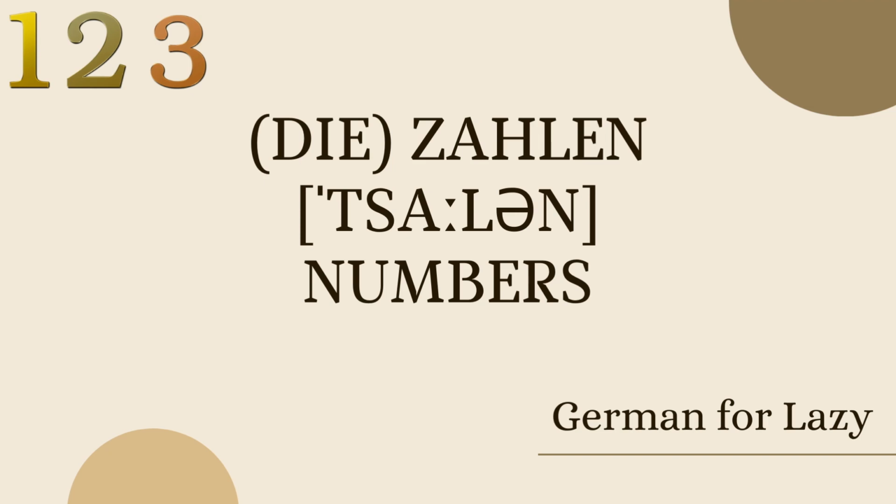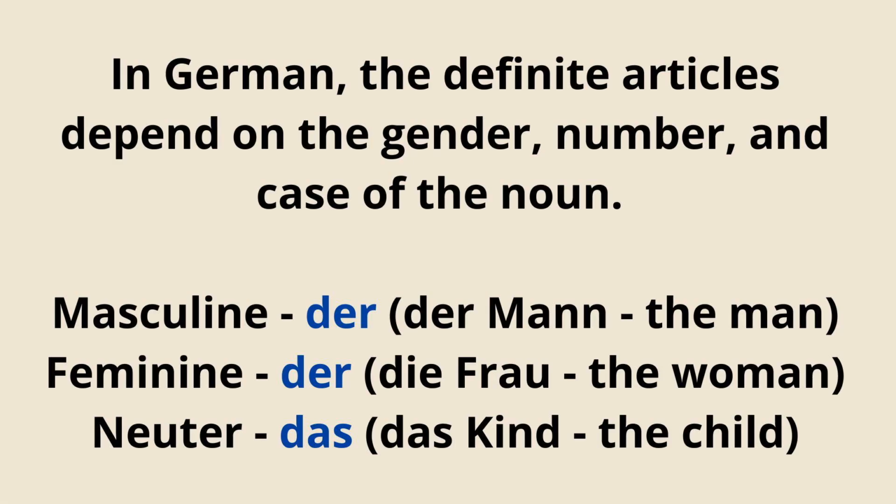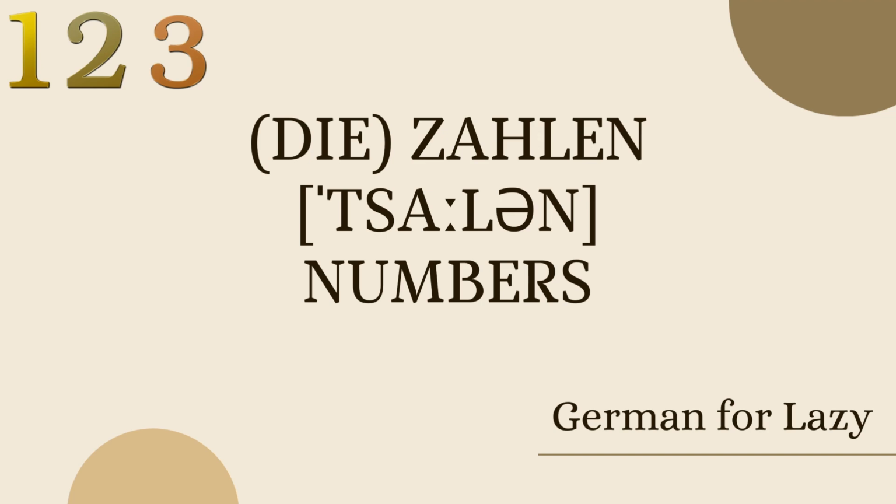Let's learn basic German numbers. Our first word is die Zahlen. Die in German is sort of the in English, but we will talk about it later in another video. Die Zahlen, numbers. Die Zahlen, numbers.